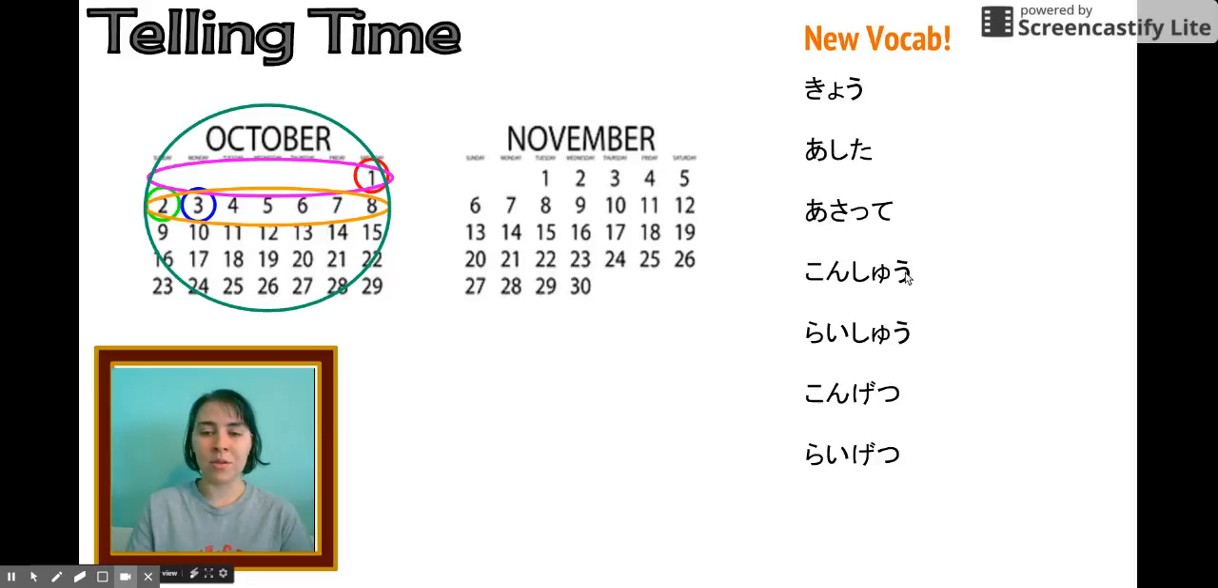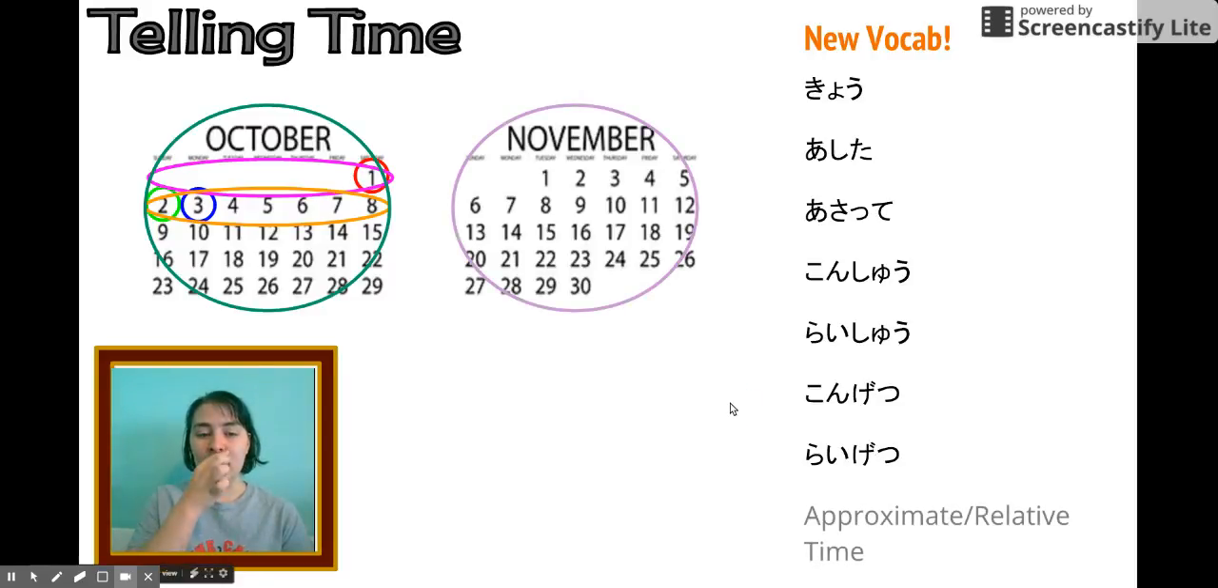And using the same pattern, konshu this week, raishu next week, kongetsu this month, raigetsu next month. And these are all approximate or relative times. You do not use the particle ni with an approximate or relative time. They're relative because what next month is different every month, and what today is different every day. And so it's relative to your current position in time. It's a TARDIS.